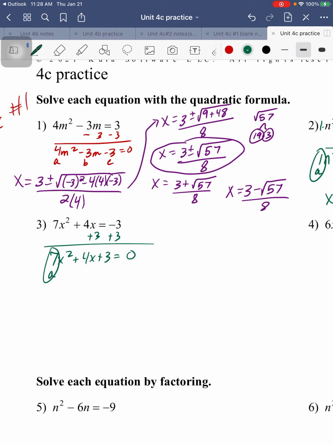So we have our a is 7, b is 4, c is 3. Let's substitute those in. Opposite of b plus or minus the square root of b squared minus 4 times a times c.